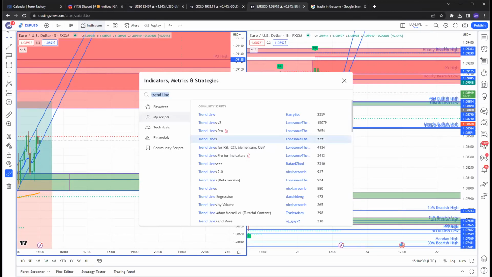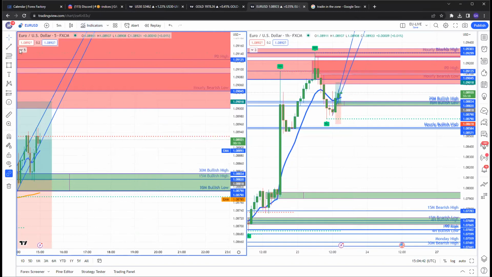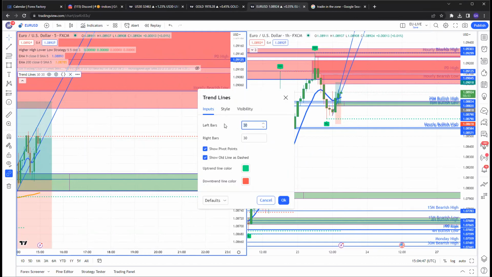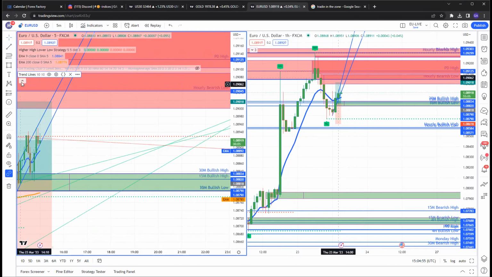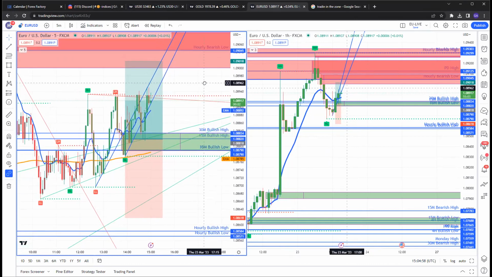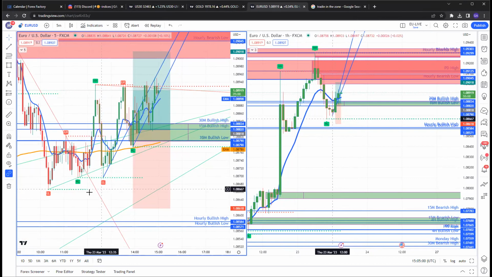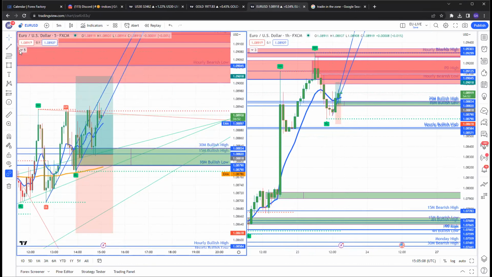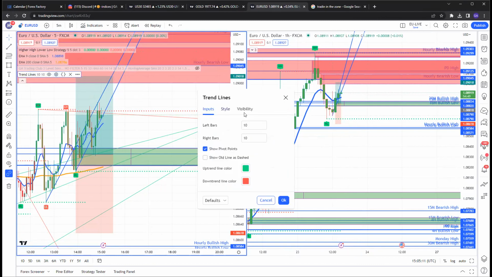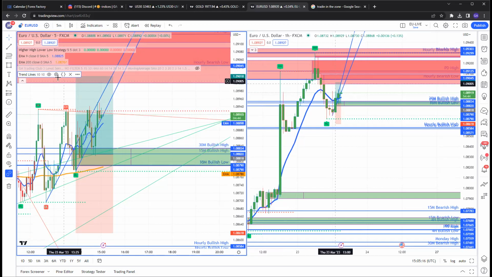If you want to apply that to your chart, but if you're using it on US30 or whatever asset, you might need to change the bars to have a lower count, and then show old lines as dashed. No, I don't want that. So you can use that indicator on TradingView. I don't use this trend line, but you can see that these trend lines are holding even with this particular indicator. But that's why I don't like drawing trend lines on my TradingView, because already I have a lot of lines. But if you don't have a lot of lines on your TradingView, put this indicator on your chart.